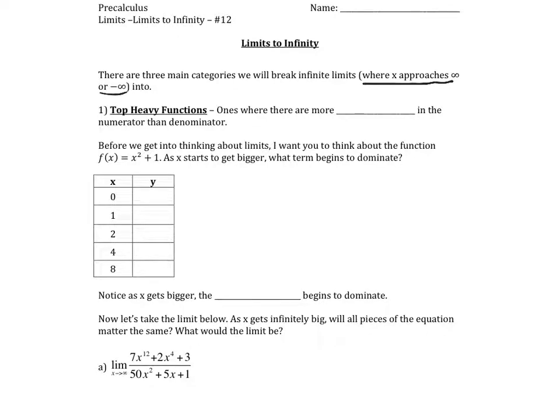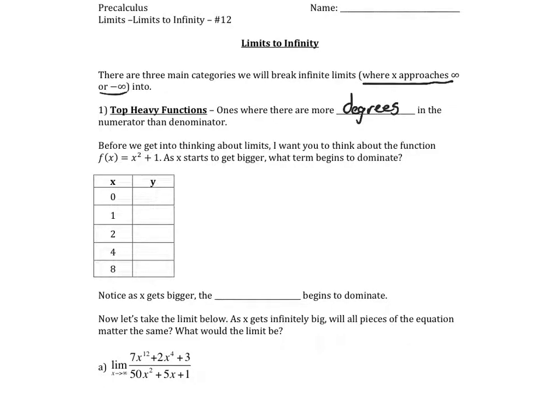All right, so when we talk about limits to infinity, we're going to break them down into three different categories because each category is going to have a different way to solve it. So the first category I want to look at are top-heavy functions. If you remember top-heavy functions from our rational function days, they were ones where there were more degrees in the numerator than the denominator.